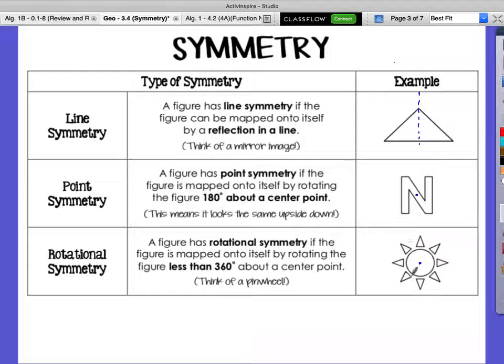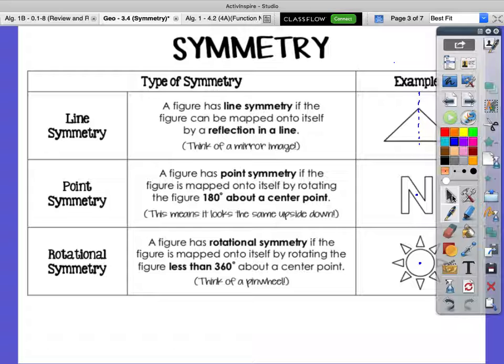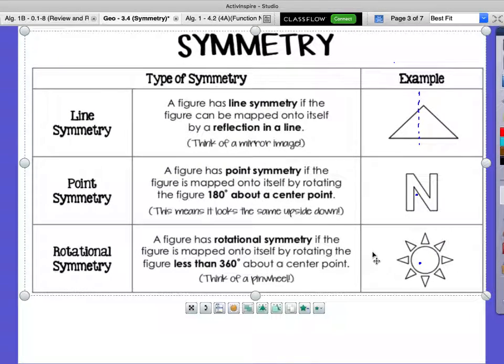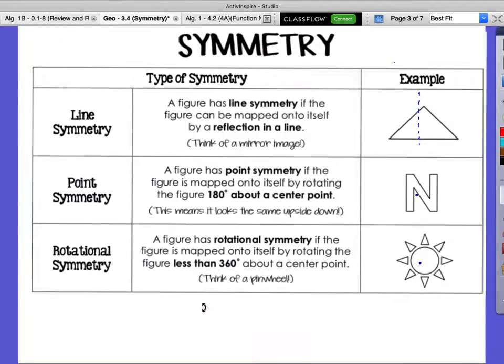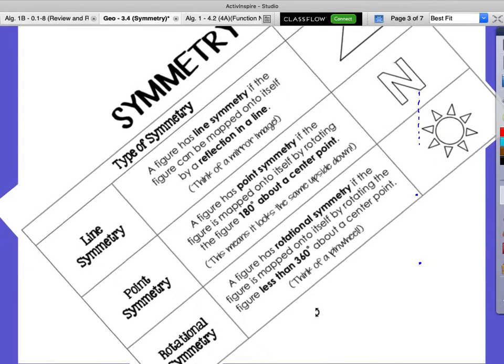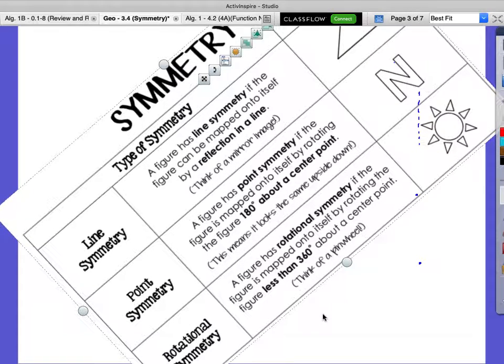So let's look at the sun, for example, here. If I take the sun, it's kind of like a pinwheel here. If I take the sun here and I rotate it, even like that, does it still look like the same sun it was? Yeah, I didn't go the full way around, did I? No. I didn't even have to go 180 for that to work. But it still happened that way.